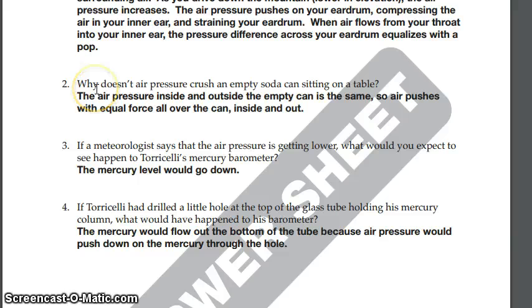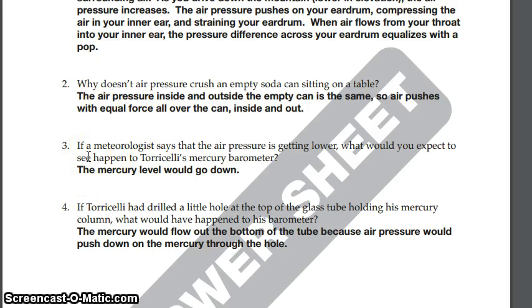Okay. Question 2 there, why doesn't the air pressure crush an empty soda can on the table? The air pressure inside and outside the empty soda can are the same. So the air pushes with equal forces all over the can, inside and out.